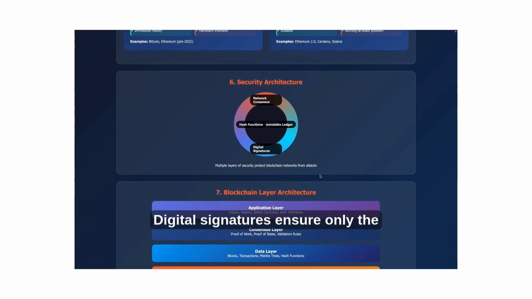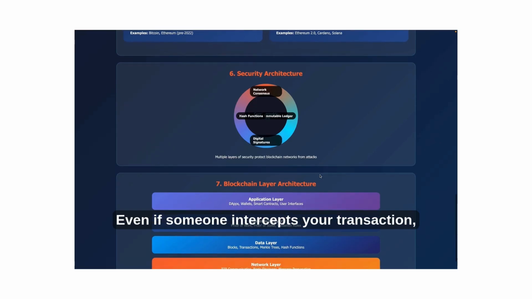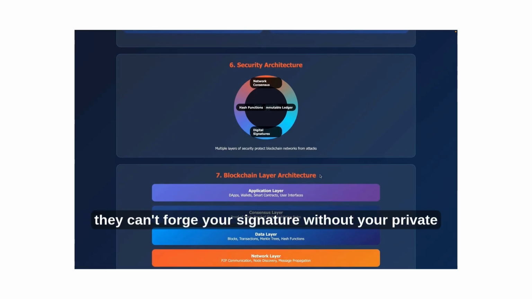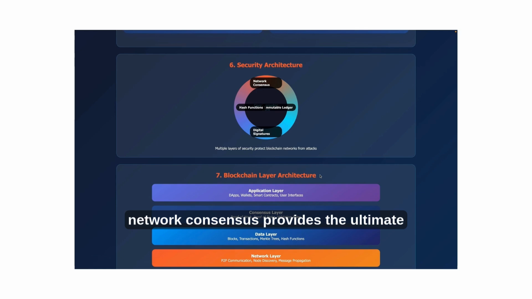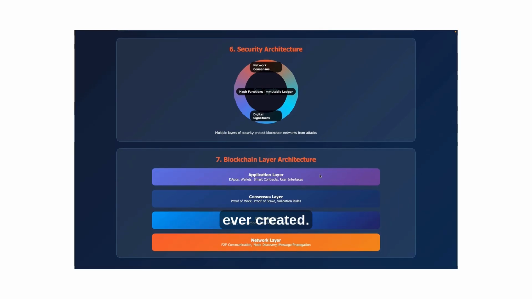Digital signatures ensure only the rightful owner can spend their cryptocurrency. Even if someone intercepts your transaction, they can't forge your signature without your private key. Finally, network consensus provides the ultimate protection. Even if an attacker compromises some nodes, they'd need to control the majority of the entire network to successfully attack the system. This distributed security model makes blockchain one of the most secure technologies ever created.